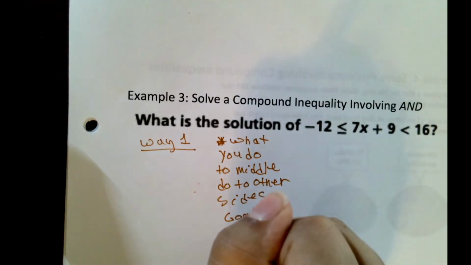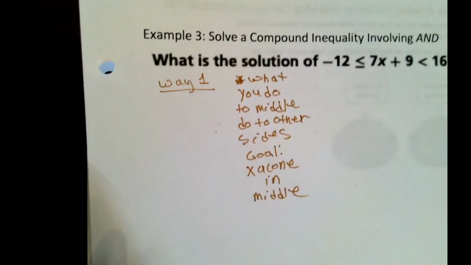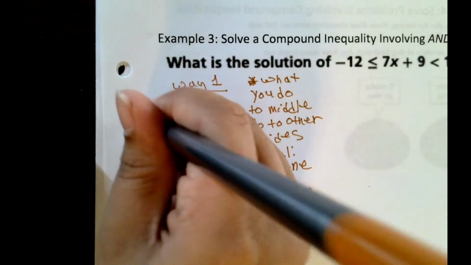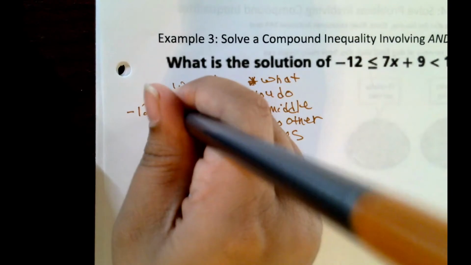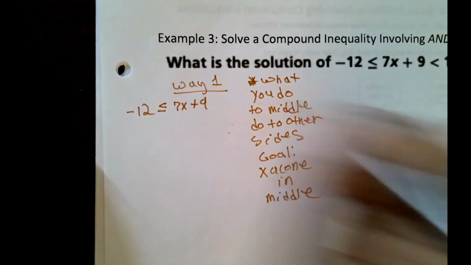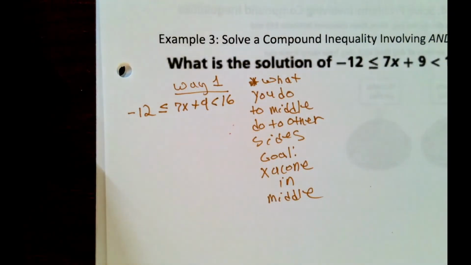Alright, so let's take a look at what they give us. They give us a -12 less than or equal to 7x plus 9 less than 16. Okay, our goal is to get x alone in the middle. What we do to the middle, we do to all sides. Well, to get x alone, the first goal is still to subtract 9, alright? SADMEP still works, so we subtract 9 there. But we also have to do it here and here.